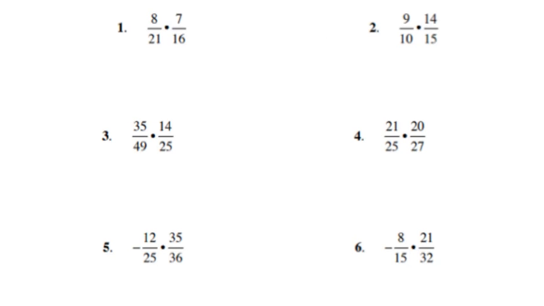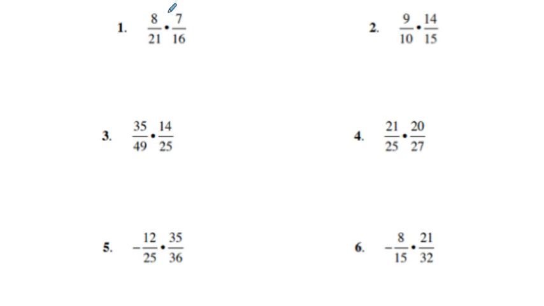Alright, so this is a worksheet on multiplying and dividing rational numbers. Let's just get through it. 8 over 21 times 7 over 16. You can multiply straight across and get 56. 8 times 7 is 56, and then 21 times 16. But that's going to make your numbers a little larger, like 21 times 16.